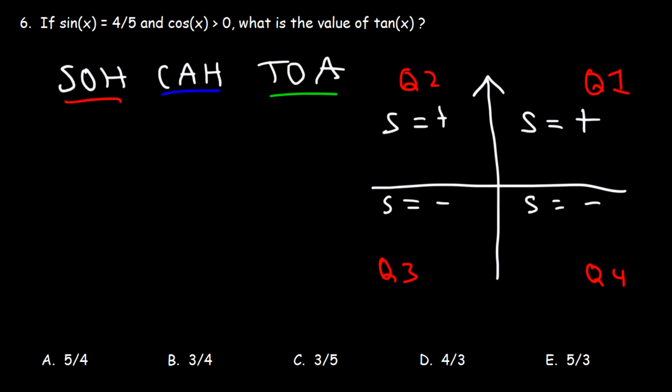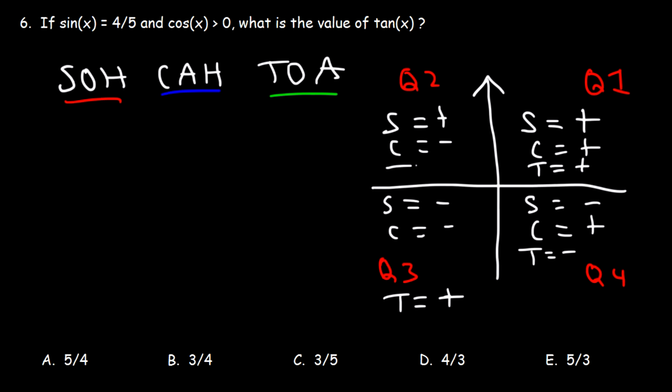Cosine is associated with the x values. The x values are positive on the right side. So cosine is going to be positive in 1 and 4. It's negative in 2 and 3. Tangent is y divided by x. So tangent will only be positive in 1 and 3. Tangent is negative in quadrants 2 and 4.